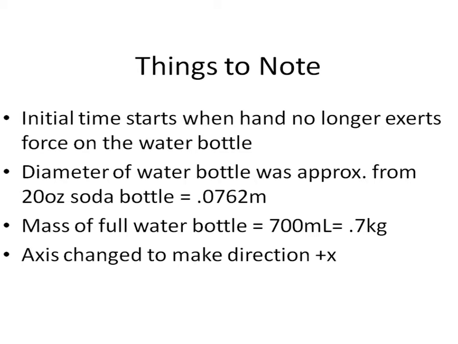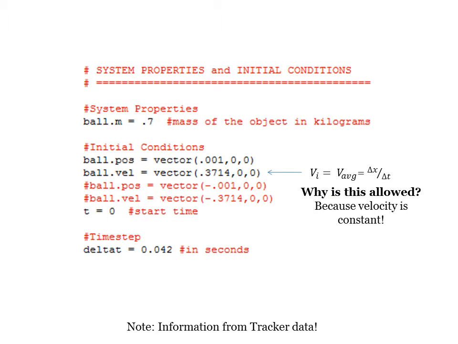Now I'm going to see if my prediction was good by making a computational model using Python. Here I initialized my code using my water bottle's data. As you can see, I made the mass 0.7 kilograms, and I also updated my water bottle's position and velocity using data from Tracker. As you can also see, I set my time step equal to 0.042 seconds, so it would exactly mirror my data from Tracker.